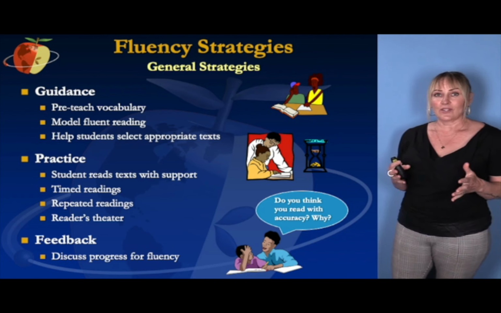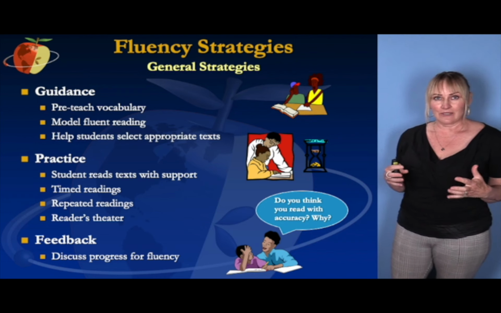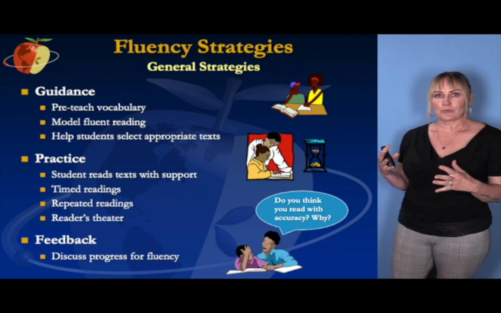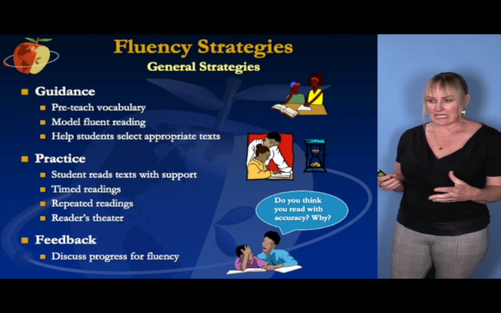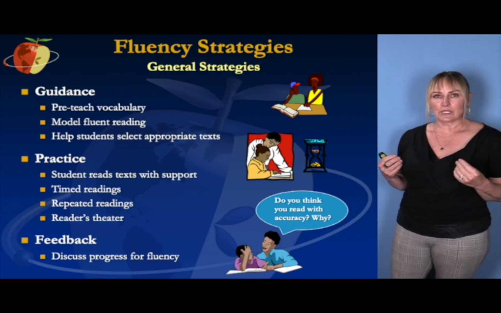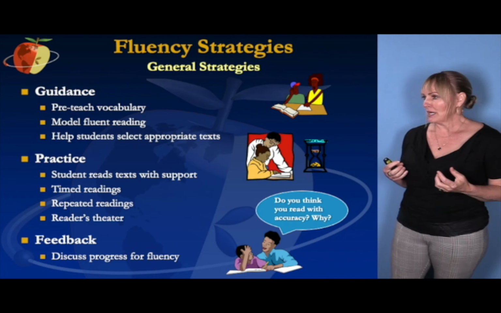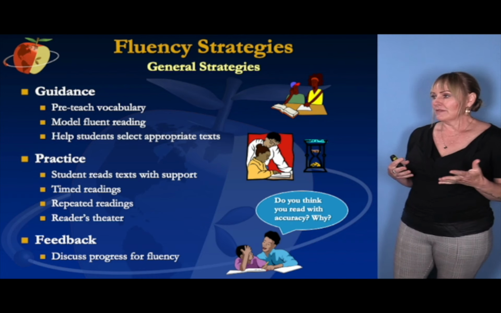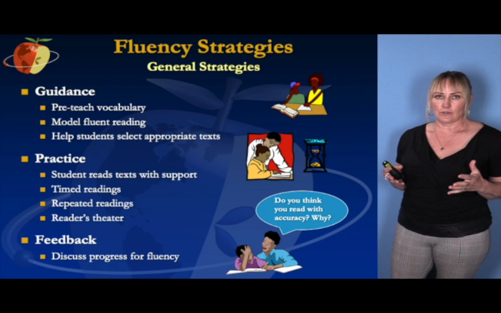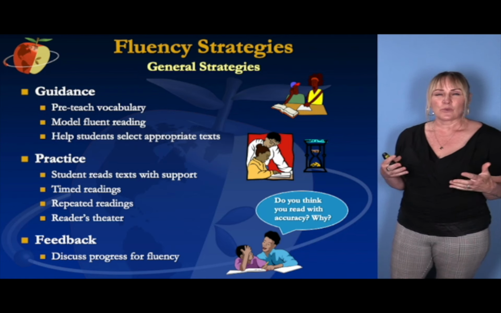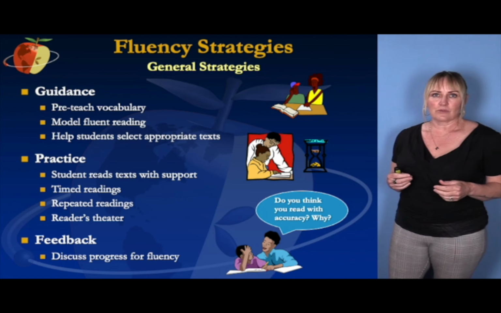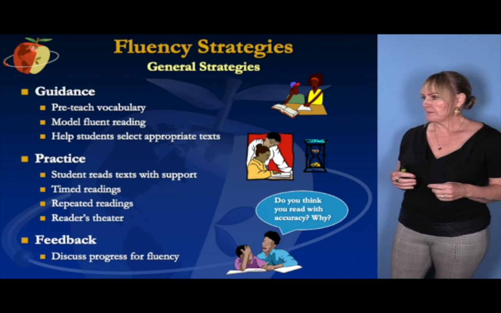We want to provide a lot of modeling of fluent reading through read alouds and very conscious, clear, fluent reading modeling, explicitly saying what parts you're modeling and having them notice, give feedback, and engage in that process. Help students select appropriate texts for practicing their fluency. So making sure they're practicing with texts that are at their independent reading level, or instructional reading level if you're providing a lot of support with the vocabulary.